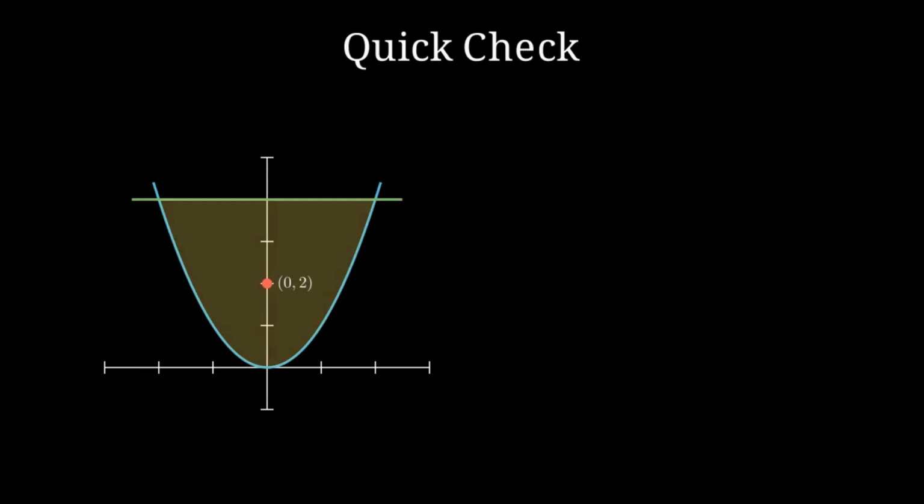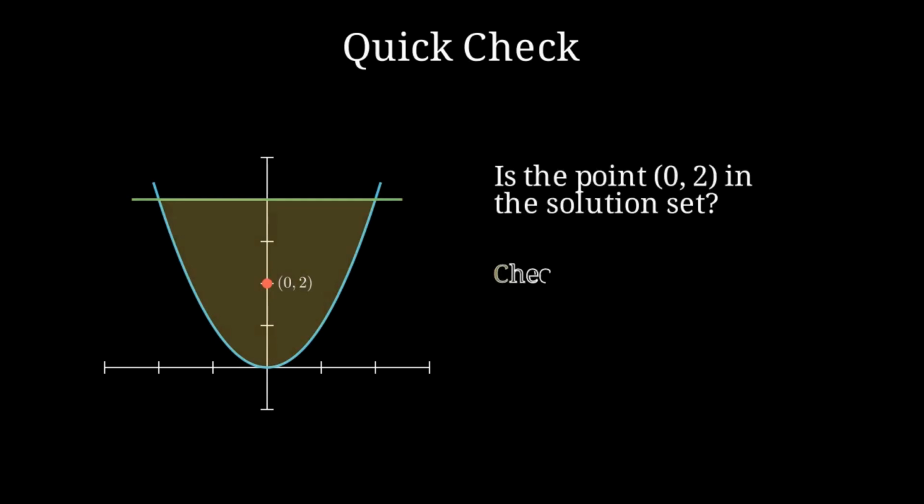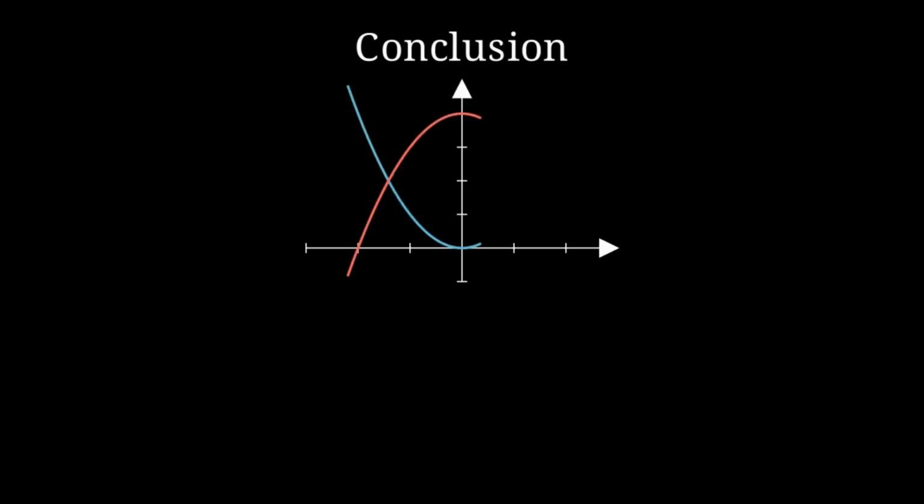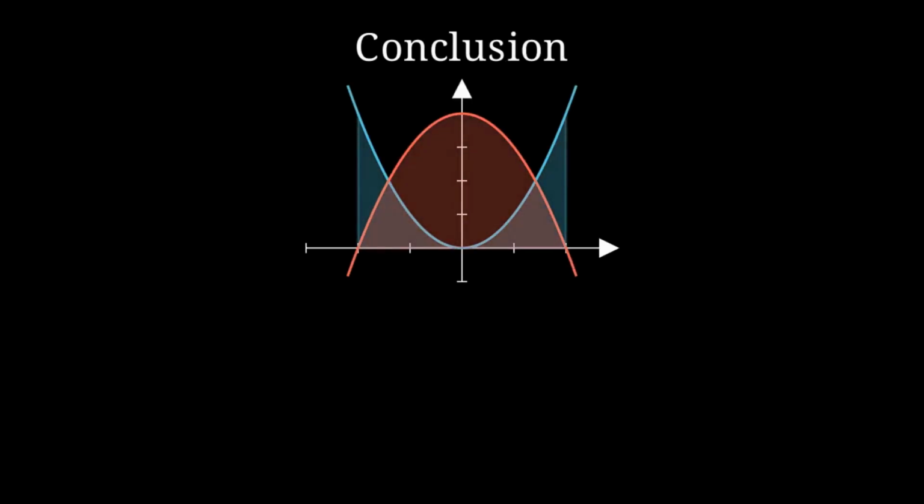Given the system y is greater than or equal to x squared and y is less than or equal to 4, is the point 0, 2 a solution? Plugging it in, 2 is greater than 0 and 2 is less than 4. Yes, it is. Graphing nonlinear inequalities transforms abstract algebra into a clear visual map.